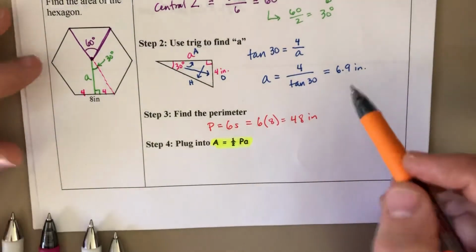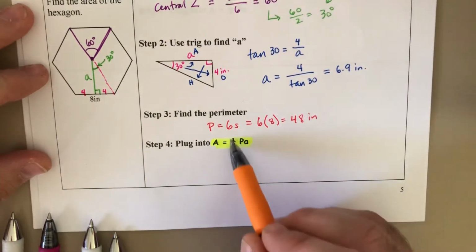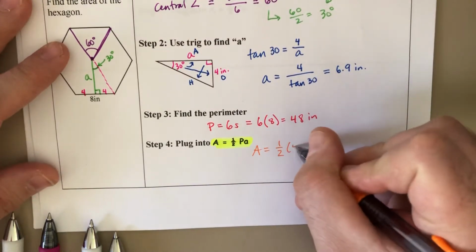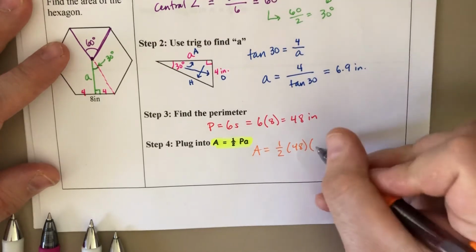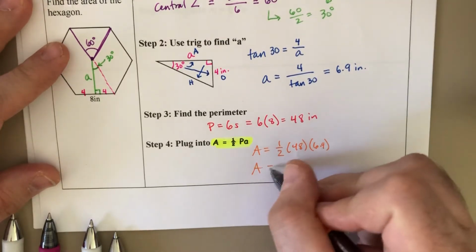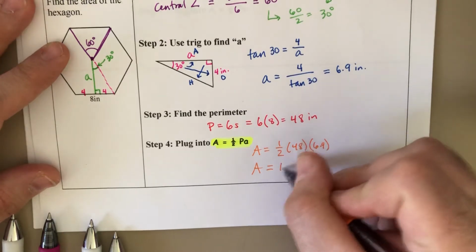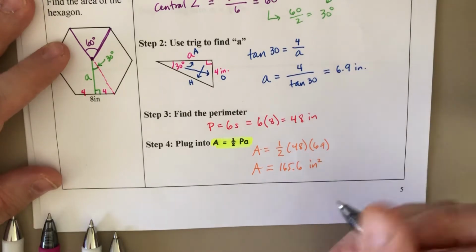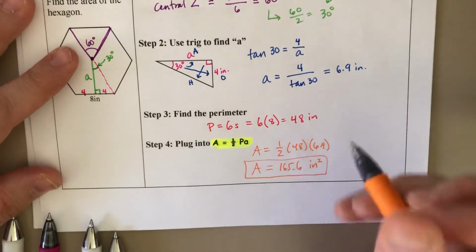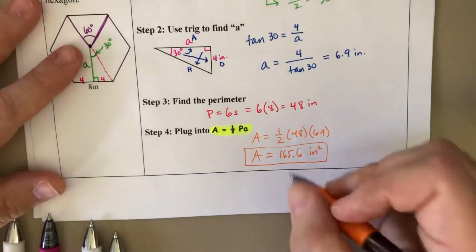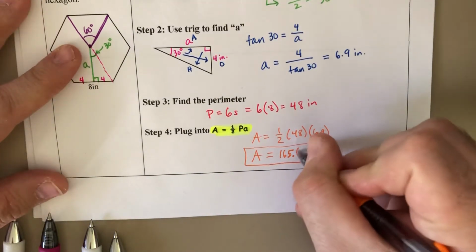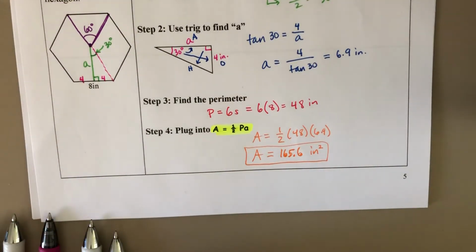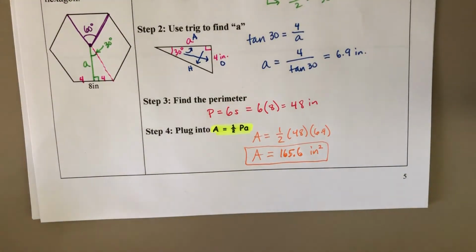Okay, we now have everything we need. We got A, we got P, that's all we need. Area is 1/2 times the perimeter 48 times the apothem 6.9, which is going to give us 165.6 square inches. Okay, there you go. So there's when the side is what's given.